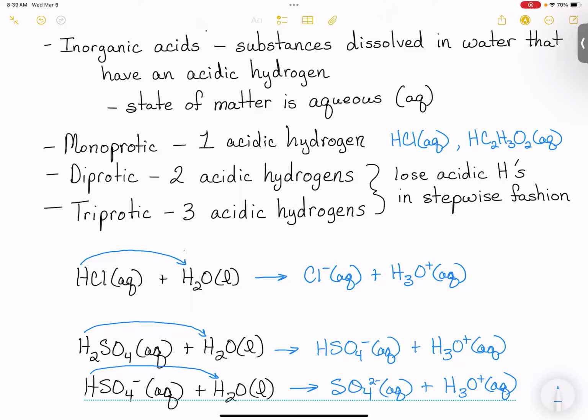At this point, we're about to get into how to name and write the formulas for acids. So before I do that, I want to ask, do you have any questions about what an acid is? Because that's what we've been focusing on at this point, is really the definition of an acid, specifically an inorganic acid.